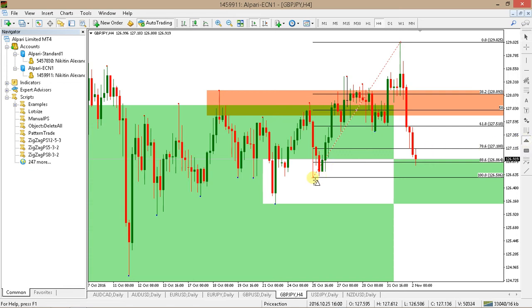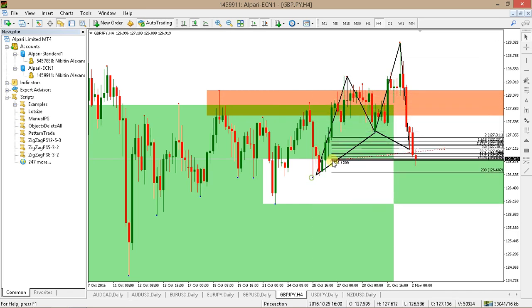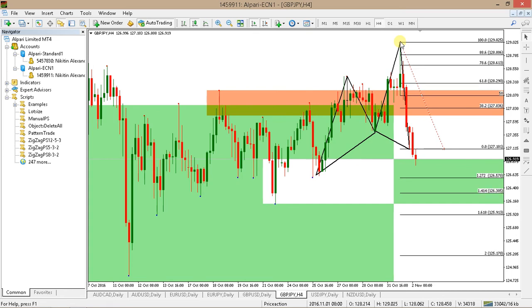Usually these patterns are drawn with rectangles. Maybe you saw lots of them. They look this way. 786 is a completion. Okay, how is the target calculated? It is calculated very easily. Stretch the fibs from the highest point to the entry point, and 382 is the target.